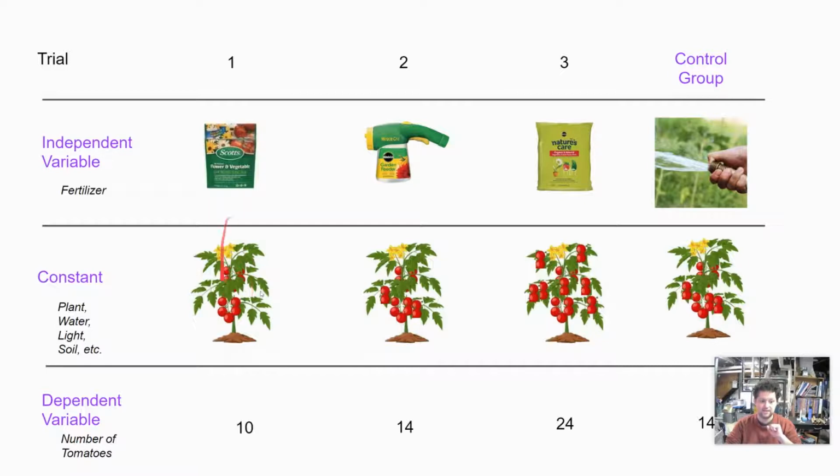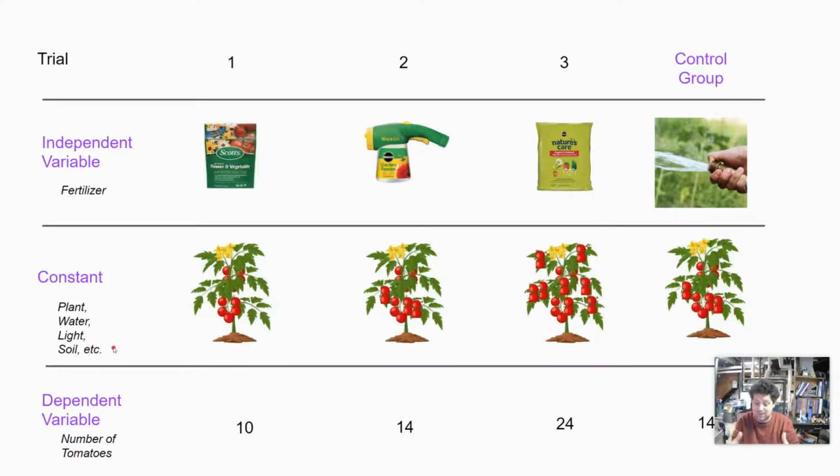Like the plant, right? It's the same kind of tomato. I'm not going to grow beefsteak tomatoes and cherry tomatoes and grape tomatoes and another kind of tomato. I'm going to grow the same kind of tomatoes in each trial. I'm going to give them the same amount of water, the same amount of light. I'm going to use the same soil to grow each one. All those things are going to remain the same.